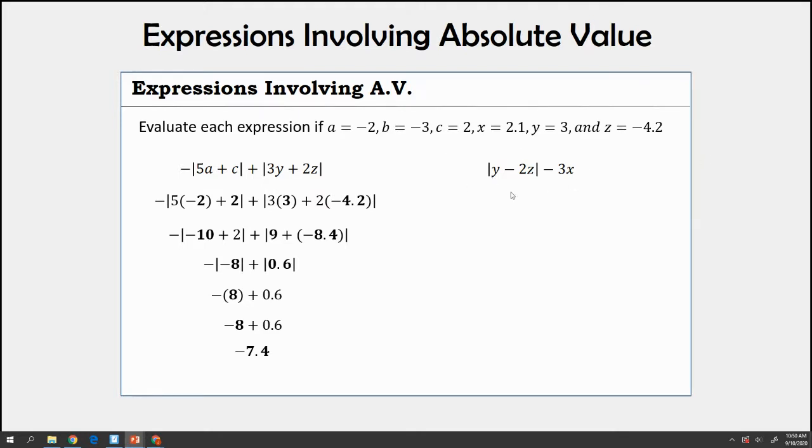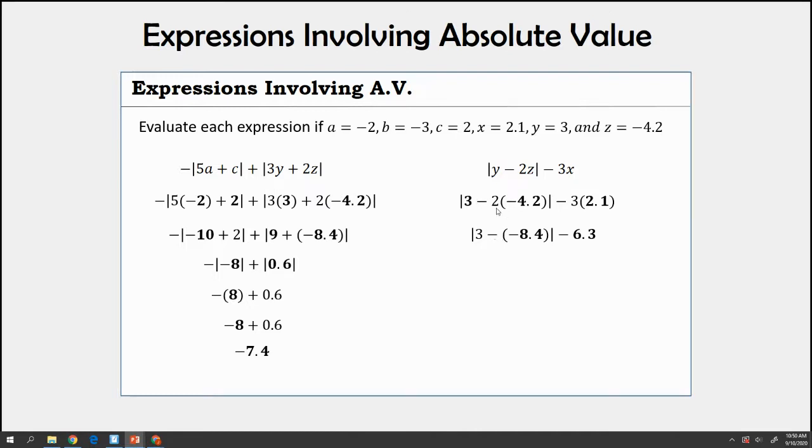All right, jump over to our other example, absolute value of y minus 2z minus 3x. So now I got to substitute all my values in. In place of y, we're going to put 3. In place of z, we're going to put negative 4.2. And in place of this x, we're going to put 2.1. So that's first. Inside my absolute value, order of operations says do multiplication before this subtraction. And then outside of the absolute value, I got minus this product. I'm going to multiply those two together. So I did 2 times negative 4.2. That's negative 8.4. I left the minus sign there.